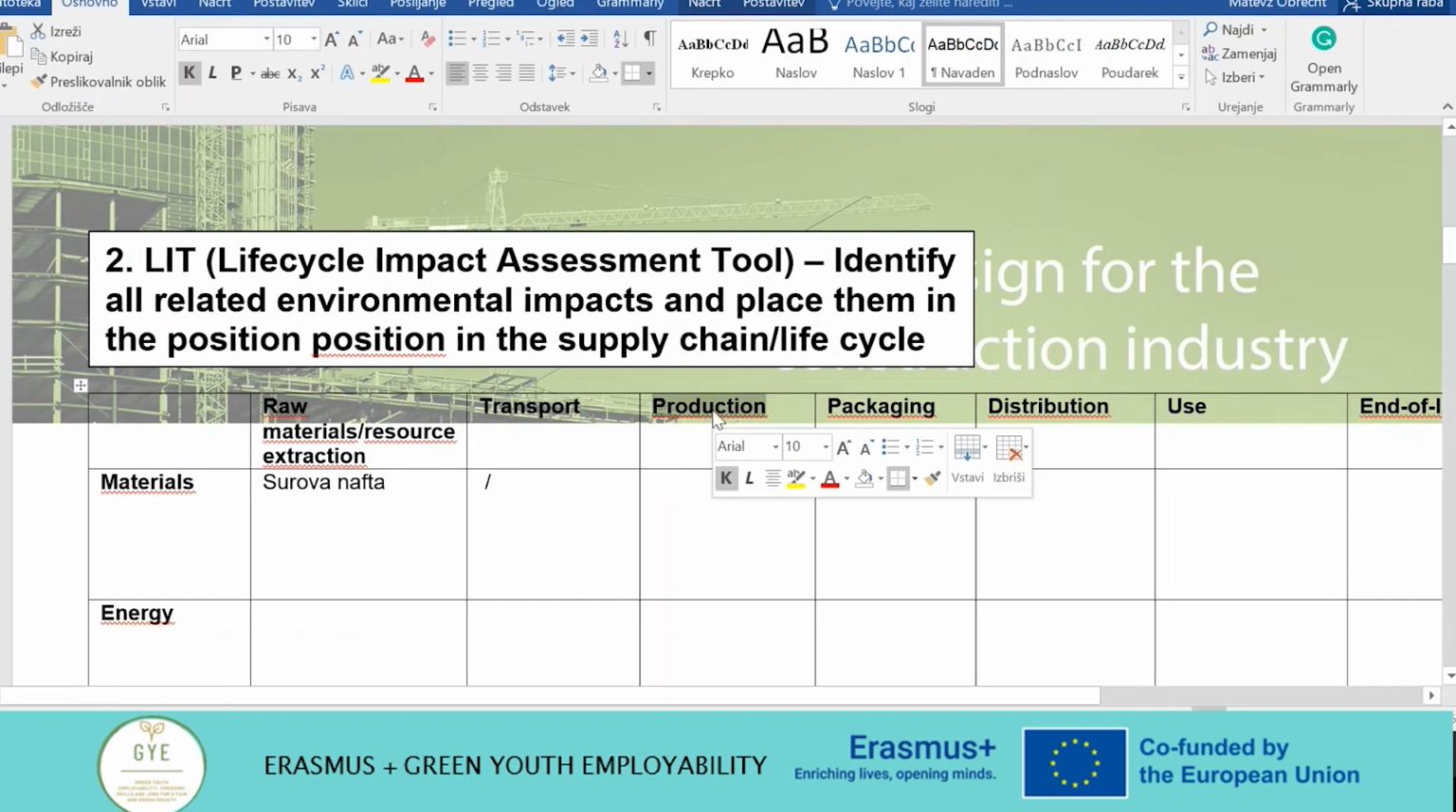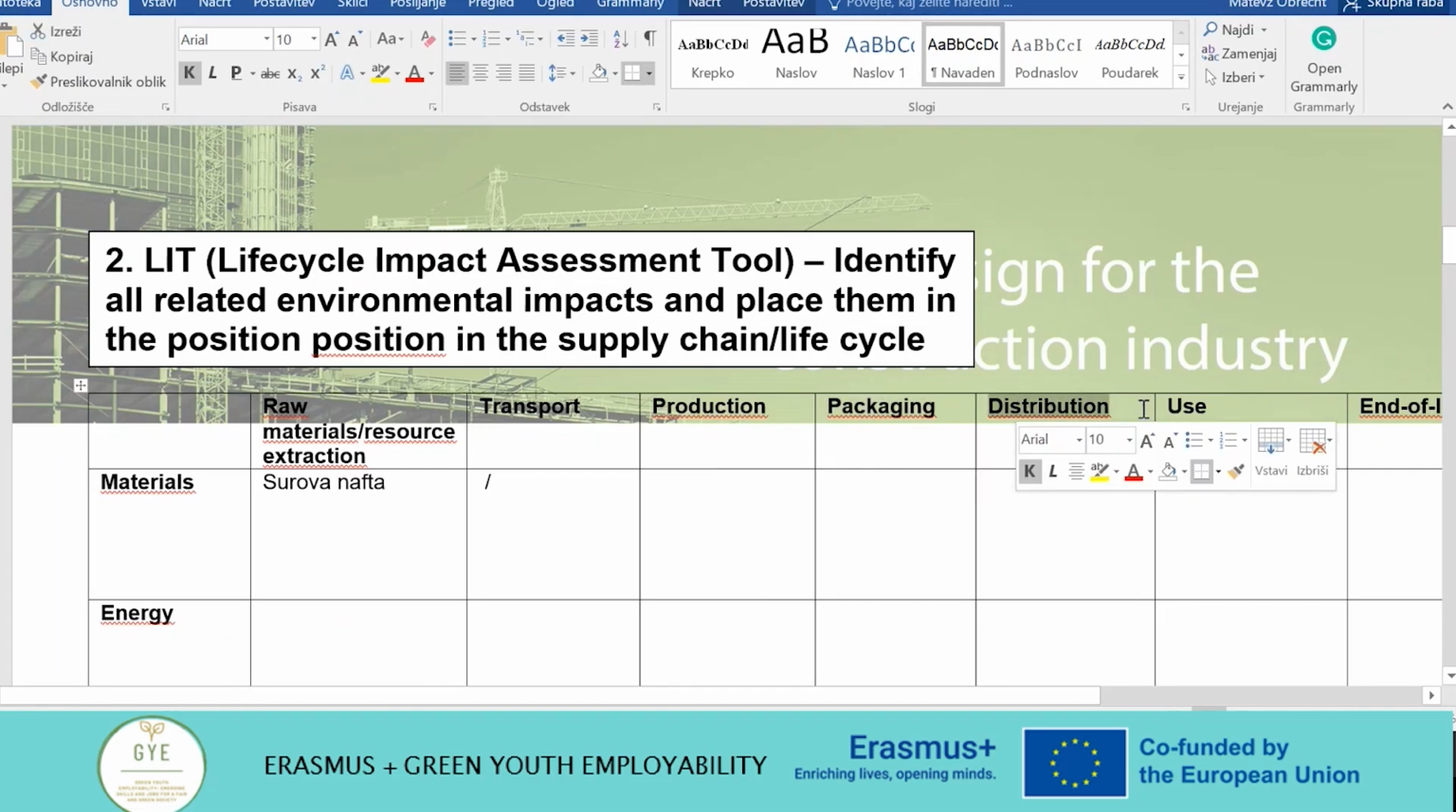Then we have the production. Then we have packaging, distribution, use, end of life. So this is just one way of dividing the supply chain. You can also use a different way if you want to.